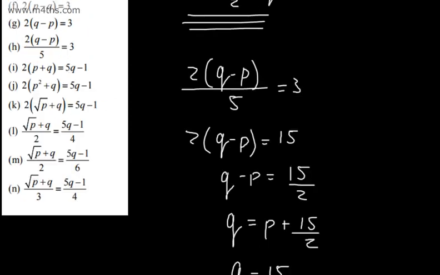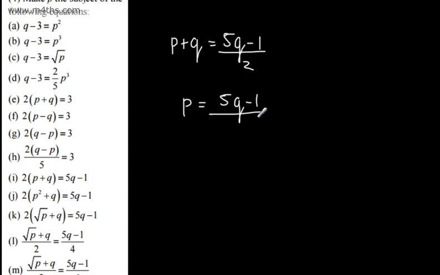Right, let's have a look at the other ones. This one just here, nice and straightforward. We could divide both sides of the equation by 2. So we could write that p plus q is equal to (5q minus 1) divided by 2. At this stage, all I need to do is subtract the q: (5q minus 1) divided by 2, minus q.